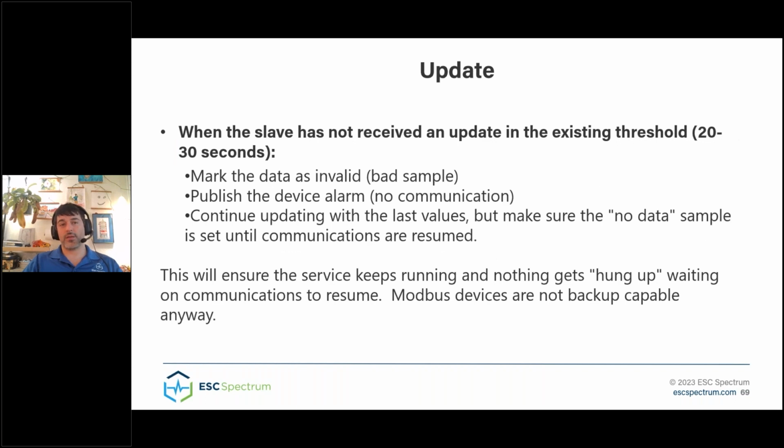And so now when the data has not been received beyond that threshold, 20, 30 seconds, it's going to mark the data as invalid, bad sample, and then publish the device alarm, the no communication alarm. And then it's going to continue to update with the last values, but it'll set the no data sample, and then it'll continue to mark it as that until the communication is resumed. So this will ensure that the service keeps running and nothing gets hung up while it's waiting on communications to resume. And Modbus isn't really capable of backpulling anyway, so this makes sense.